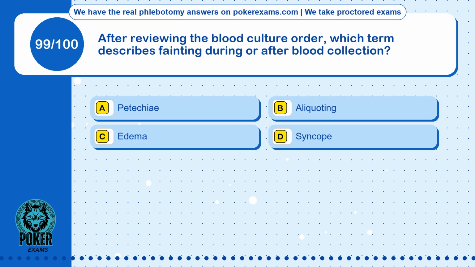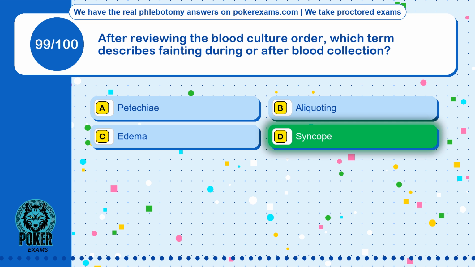Question 99. After reviewing the blood culture order, which term describes fainting during or after blood collection? Option A. Petechiae. Option B. Aliquoting. Option C. Edema. Option D. Syncope. The correct answer is option D.